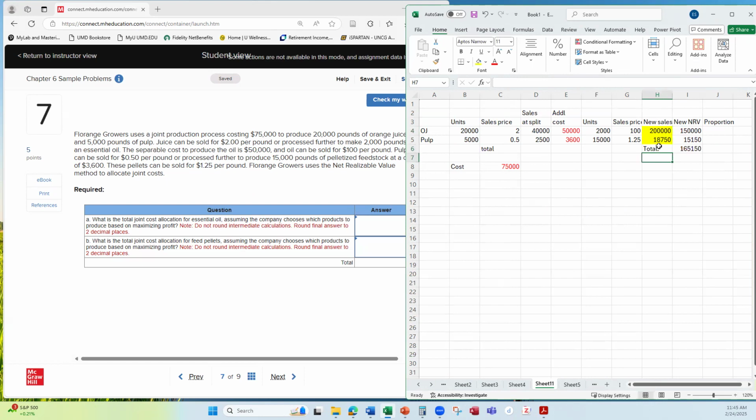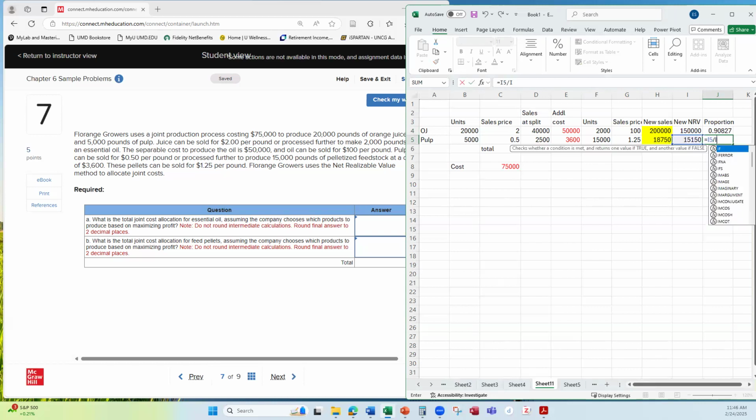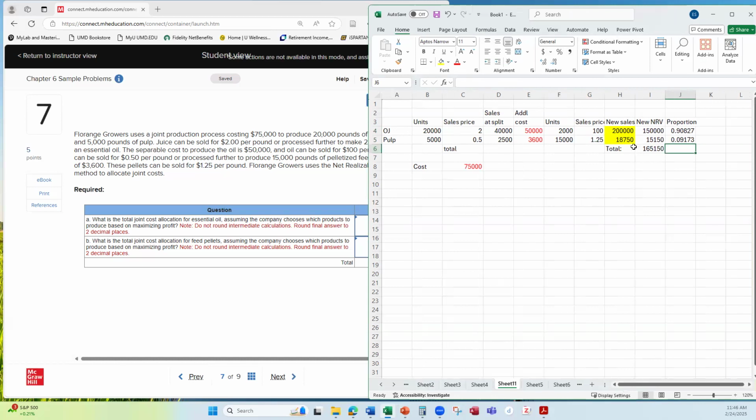Our total net realizable value for the two of those is $165,150. And so this one is going to be, of that, 90.827%. And that one is 9.173%. Okay. So then to assign the costs, we would just take those proportions and assign that to the joint cost. So taking that proportion times the $75,000 in original joint costs that we had.